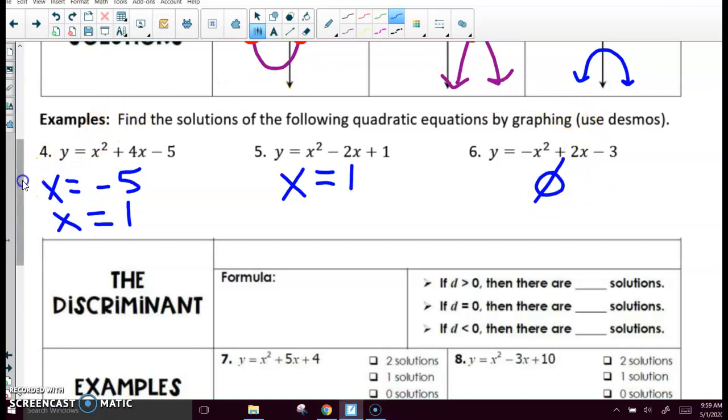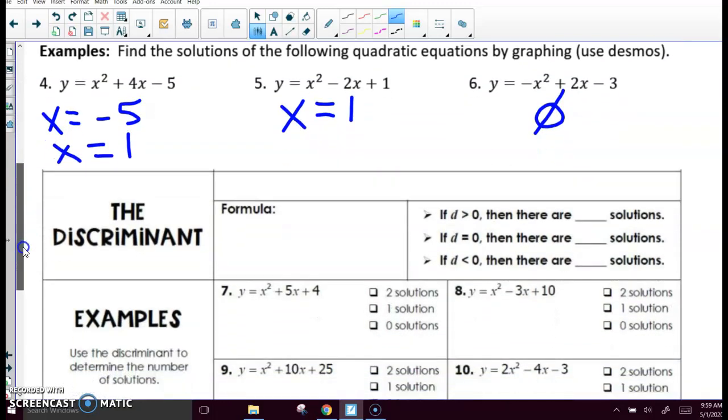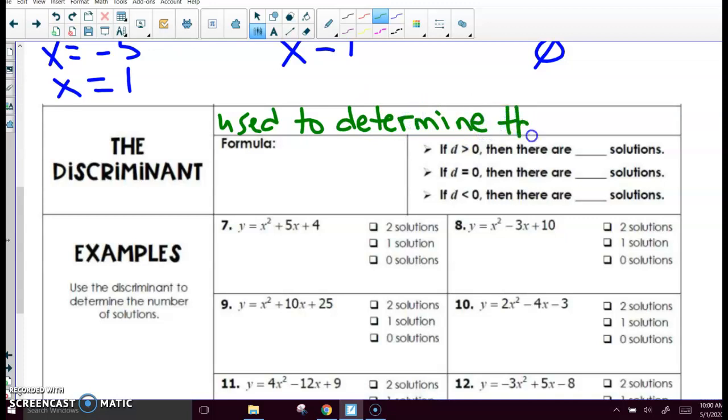When we're looking at a graph, it's easy to determine the number of solutions, either 2, 1, or 0, based on the number of times it crosses the x-axis. But let's look at another way I can find the number of solutions. It is using what we call the discriminant. Let's first define discriminant. The discriminant is used to determine the number of solutions.